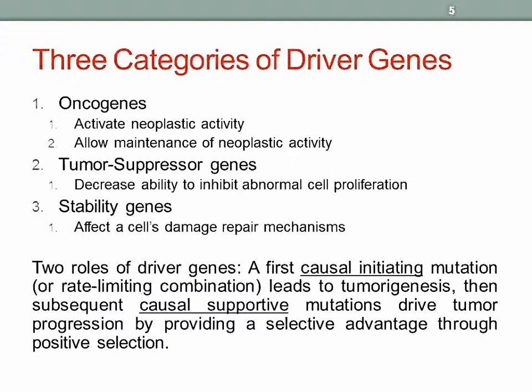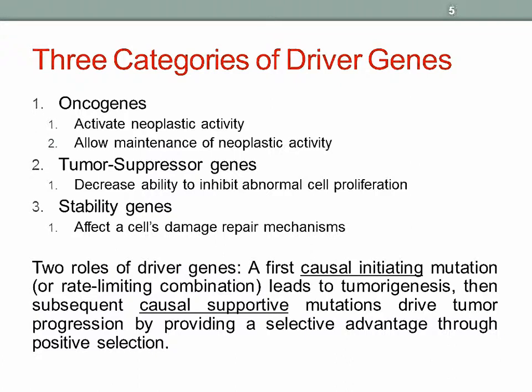Now, I mentioned to you driver genes, and just a quick review for everybody who hasn't really gone into too much detail on this. There are 3 main types of driver genes. These are those genes that are important for the malignant process. One group is called the oncogene. Oncogenes can activate cancer activity and allow for continuation of cancer activity. The second group of genes are called tumor suppressor genes, and these driver genes essentially decrease the ability to block abnormal cell proliferation. So oncogenes are important if they're present.